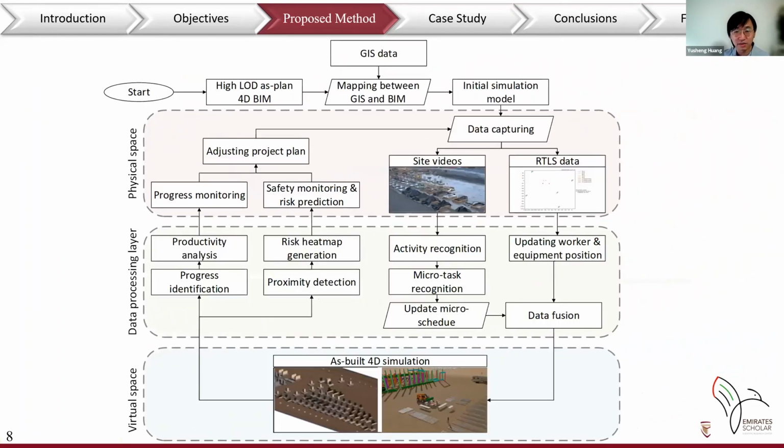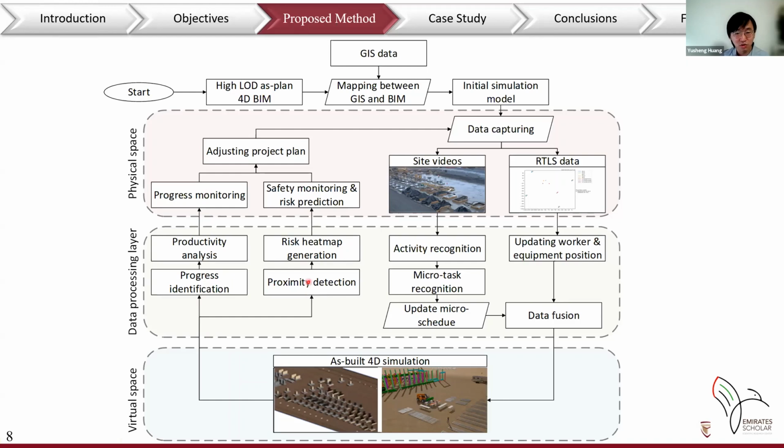A high-LOD as-planned 4D BIM is used to generate the initial simulation model of the digital twin. GIS data is imported to integrate the data of the site into the 4D simulation model. In the physical space, the video of the site and the position of the construction resources are captured by cameras and RTLS sensors respectively. These data are processed to extract useful information, which will be integrated to become the inputs to the update of the as-built 4D simulation model. Then by analyzing the statistical data from the as-built model, the progress of the construction activities is identified to perform the productivity analysis and ultimately progress monitoring.